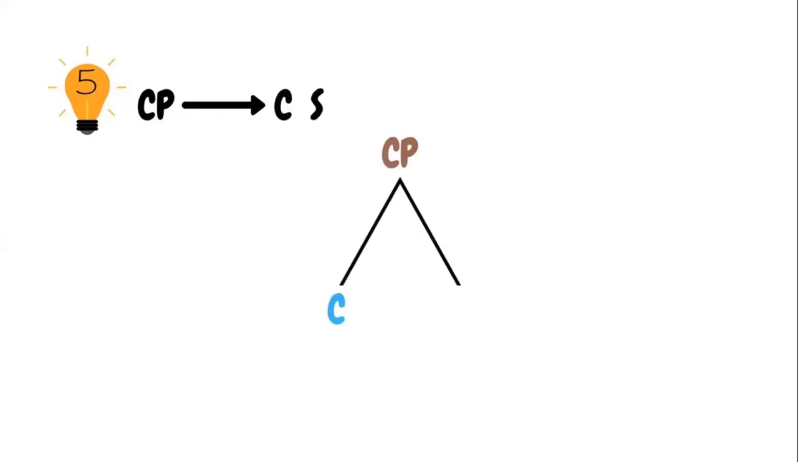Finally, we reach our last rule, which is about the complementizer phrase. The complementizer phrase consists of a complementizer and a sentence. And again, I want to apply it in a hierarchical structure. It would be like this: the complementizer phrase consists of a C and an S.